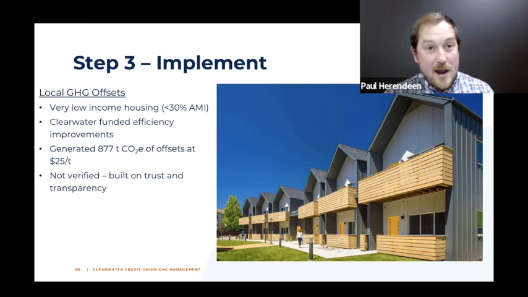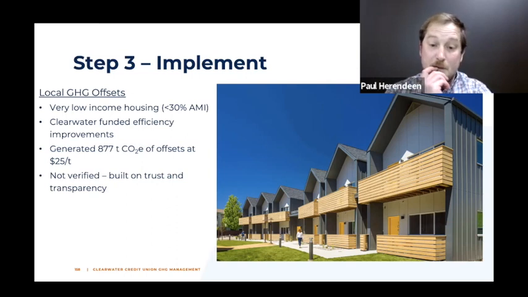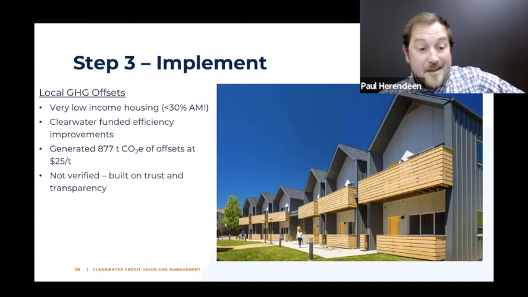And in this case, we were actually able to do it in partnership with the Missoula Housing Authority and a local climate nonprofit, Climate Smart Missoula, where we funded energy efficiency improvements for very low income individuals. So we paid part of the price for heat pumps in exchange for the avoided emissions. We were able to generate about 2 years worth of emissions offsets at a price of about $25 a ton by doing this.